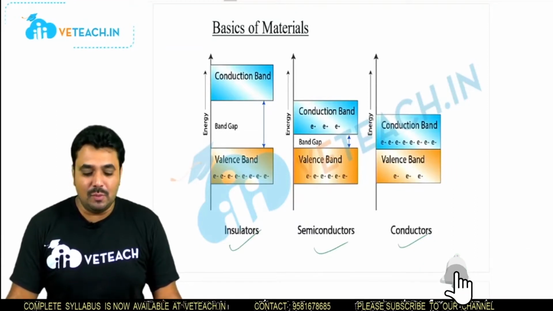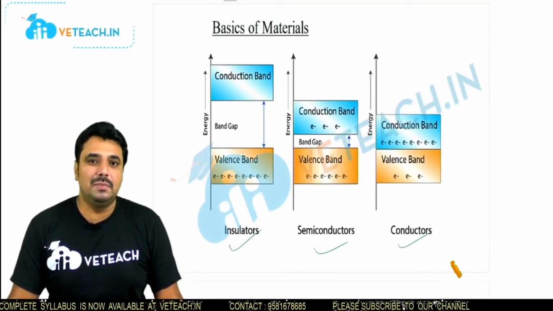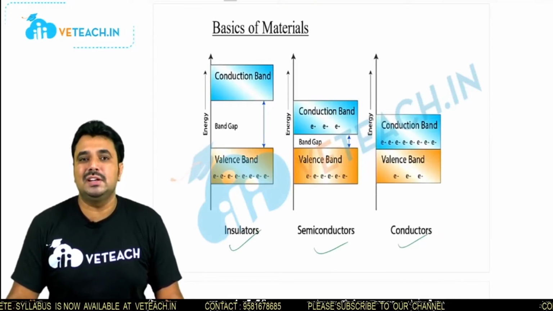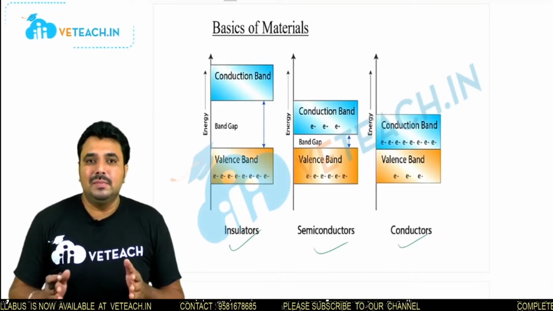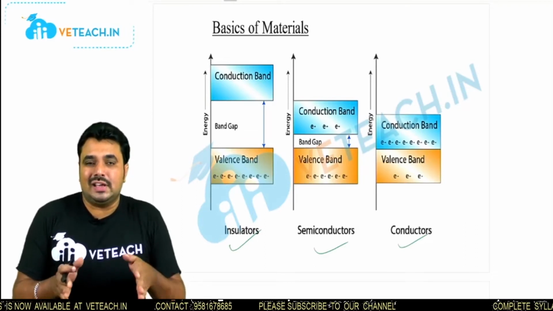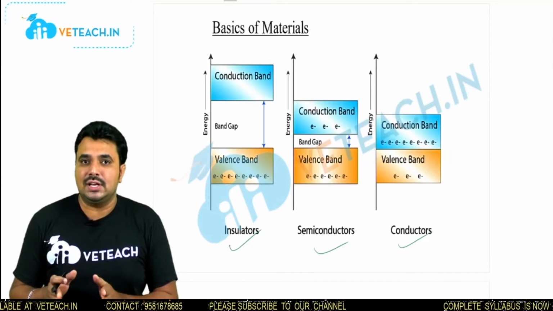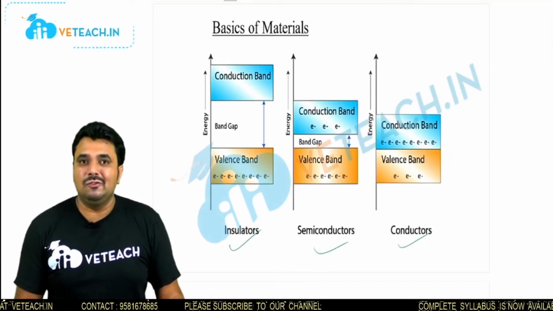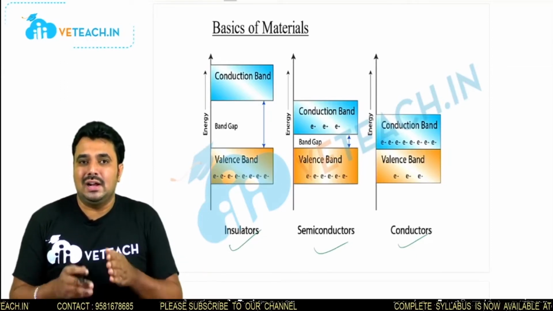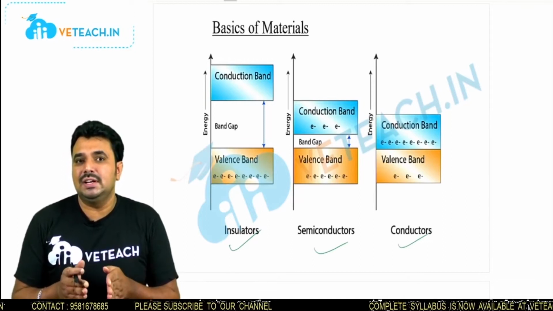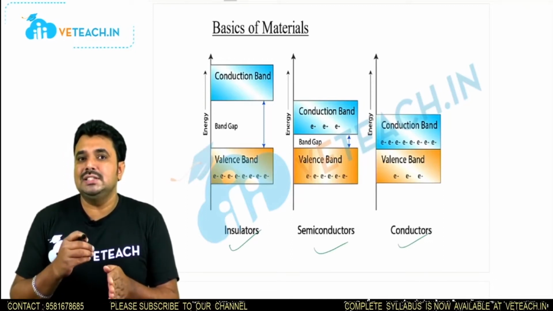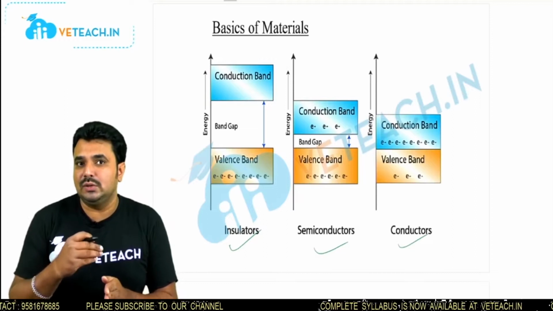In this section, you will understand the basics of the materials as well as the semiconductor structure. The materials in EDC are classified into three groups: insulators, conductors and semiconductors. First I would like to start with the conductors. Conductor, as the name itself tells, means it is conducting. Conducting means it is allowing the electrons to move from one side to another side.